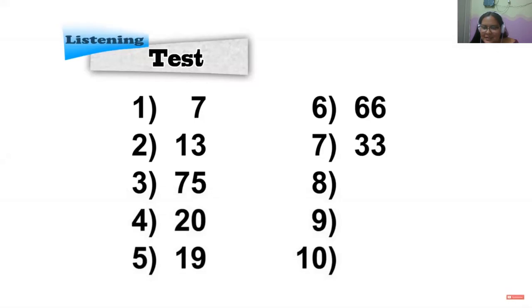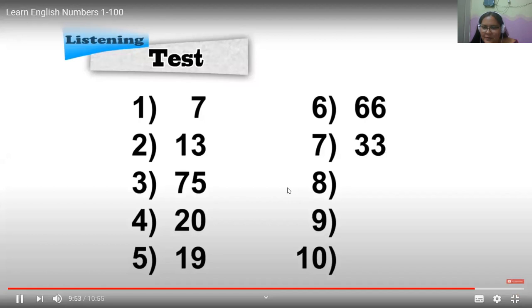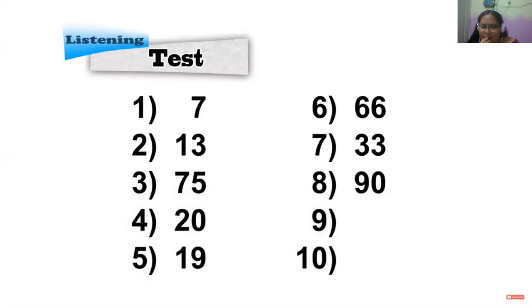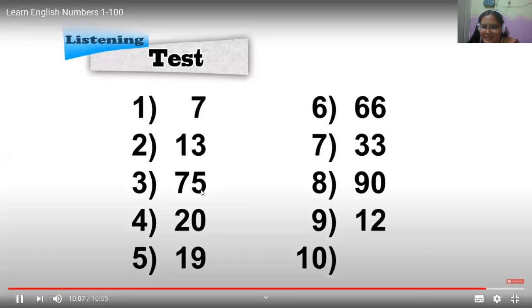Number eight, 90. Yes, good, good. Okay, so this is 90. Number nine, 12. Okay, so you should write 12. Even though you are going to use the letter V in this number, the pronunciation is 12, like an F, 12. And the last one, number 10.